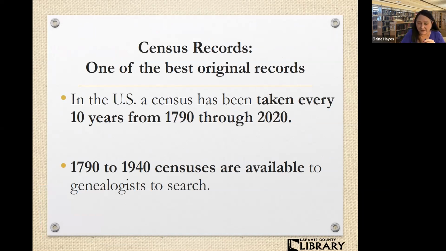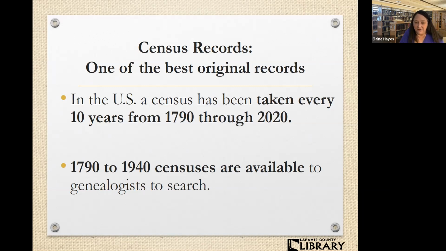Okay, we're going to talk about census records first, because that was one of them that I said are some of the best records you can start with. So US Census Records. In the United States, the government has taken a census every 10 years from 1790 through 2020. The 1790 through 1940 censuses are available right now for genealogists to search, and they're widely available. They're in pretty much every genealogy database. They're at Family Search. They're at other places you can search for free. So that's a great place to start and find your information, since you can hopefully find your family every 10 years back.